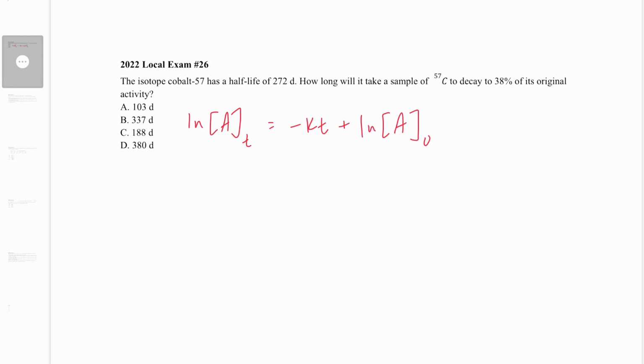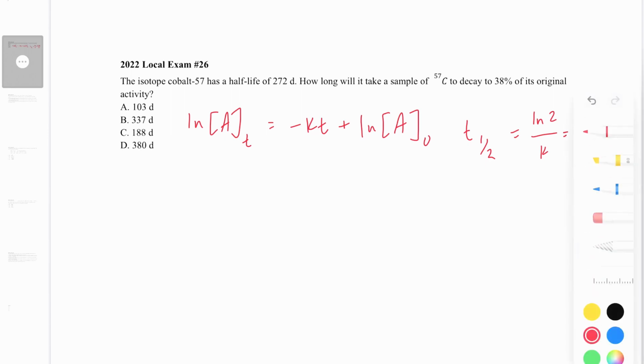We're going to need one more thing in order to solve this problem, and it's going to be the formula for the half-life of a first order reaction. So the half-life of a first order reaction is going to be the natural log of 2 over k. And the natural log of 2 is about 0.693, and so that's over k. And using that, we can find out what the question asks us.